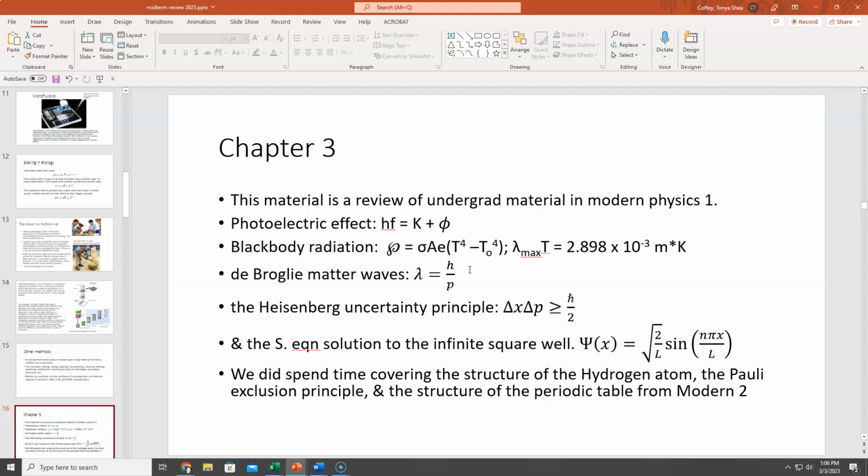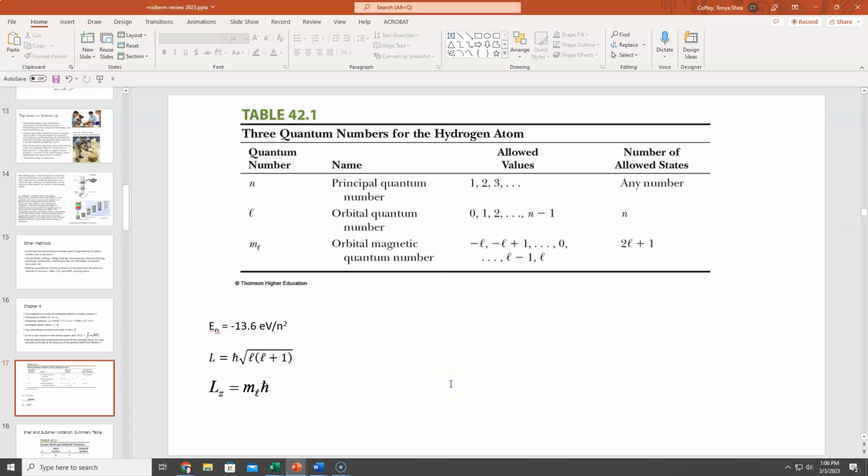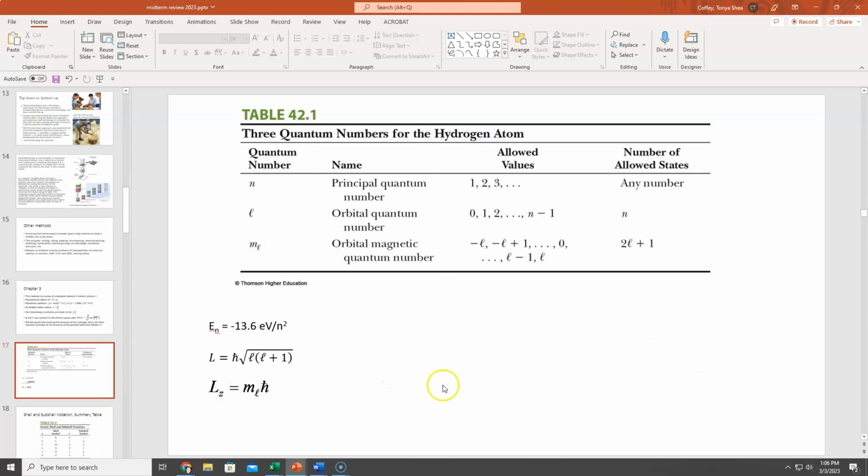Now, we did also spend time covering the structure of the hydrogen atom, the Pauli exclusion principle, and the structure of the periodic table from Modern 2. But this slide shows you the key concepts and takeaways that I want you to remember for nanoscience from Modern 1. Okay, so moving on to the Modern 2 material.